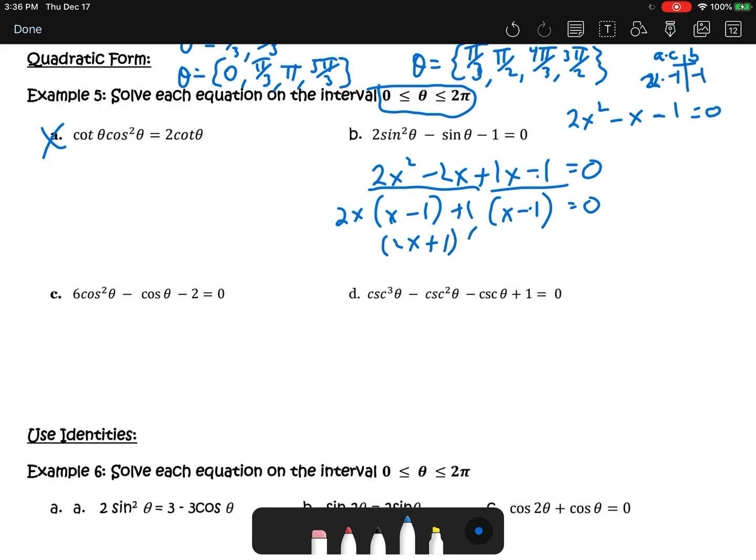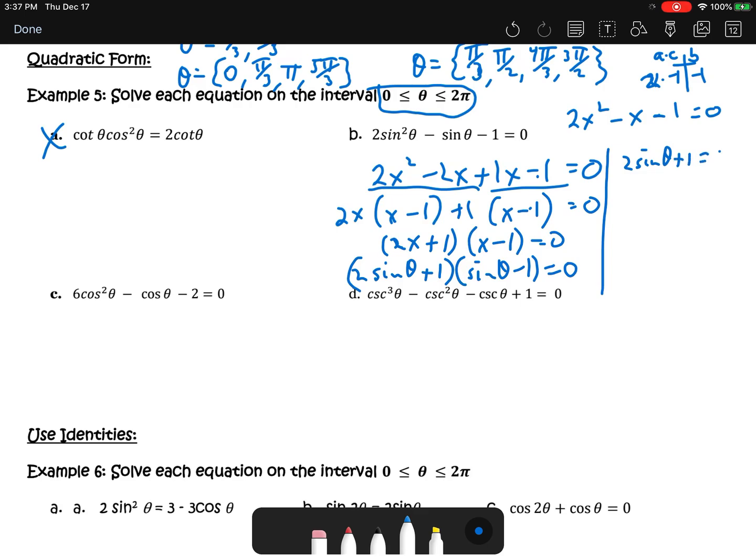So our factors are 2x plus 1 and x minus 1 equals 0. Now, how's that help? Well, change the x to sine, and we have our equation. Now it's two equations. It's 2 sine theta plus 1 equals 0, and sine theta minus 1 equals 0.